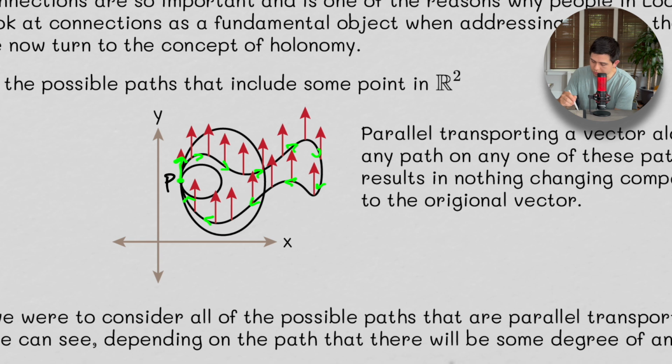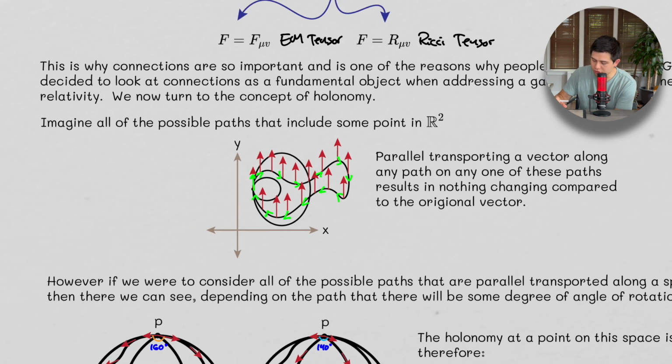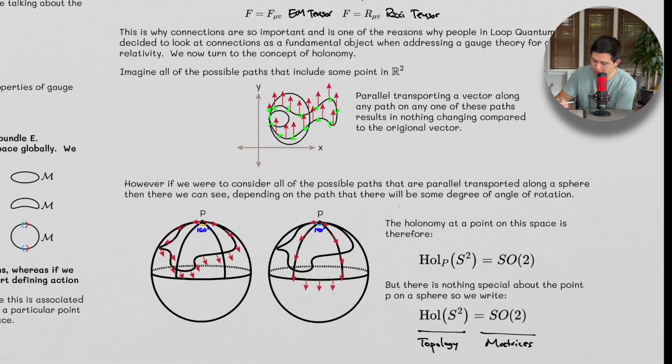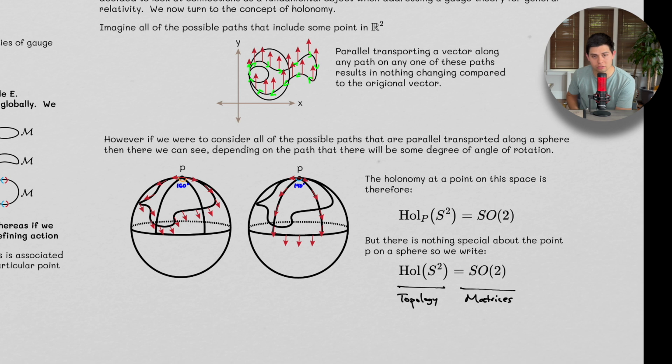So I'll just erase this really quick. So we're traveling along, say, this path, and when we travel along this path, we're parallel transporting our vector, and when we do that, we get back to the original vector, right? So nothing really interesting happens in R2. What's interesting is what happens when we start considering topologically interesting spaces.